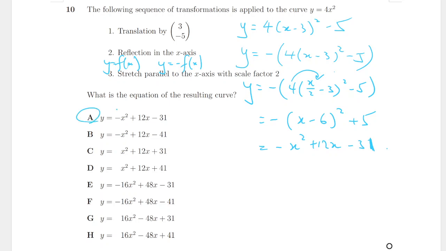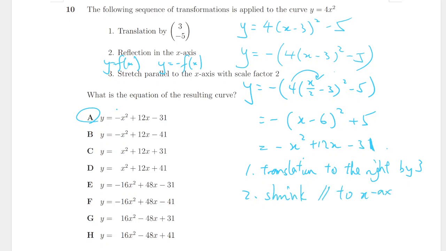Okay, so the example that I could give to show you that the order matters is this. Imagine if you have two things, like for example, let's just take the example in the question, to be honest. Let's say translation to the right by 3, and then the second one is the stretch. Let's do a shrink instead, just to make things a bit different. So let's say shrink parallel to the x-axis, scale factor 2.